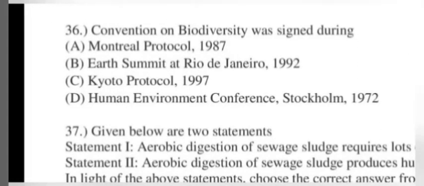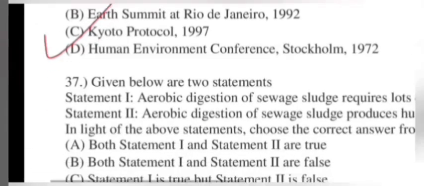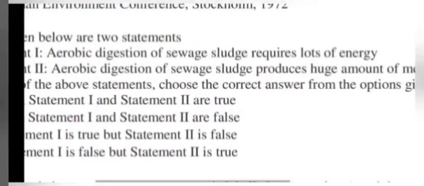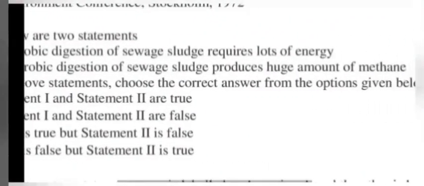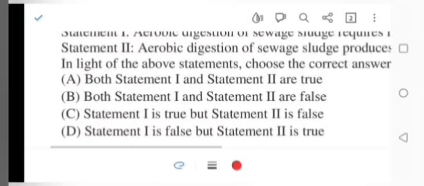Next is 36. 36 says Convention on Biodiversity was signed during what? Montreal Protocol 1997, Earth Summit in Rio de Janeiro 1992, Kyoto Protocol 1997, Human Environment Conference Stockholm 1972. So correct option will be Kyoto Protocol 1997. 37 says given below are two statements. Statement 1 says aerobic digestion of sewage sludge requires lots of energy. 2 says aerobic digestion of sewage sludge produces huge amount of methane. What will be correct? These are the options 1 and 2, both are true.